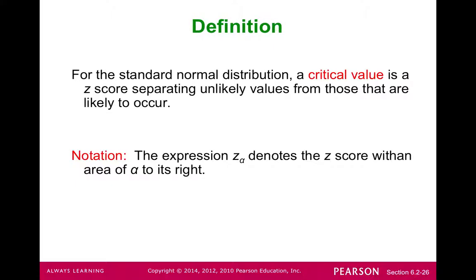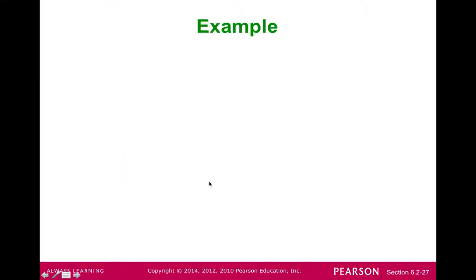Couple of other things. For a standard normal distribution, you can talk about something called a critical value. A critical value is a z-score separating unlikely values from those that are likely to occur. And this is a little bit of what the notation looks like. So the expression z with a symbol, this symbol here, denotes a z-score with an area of that same amount to its right. So let's take a look at what that means.